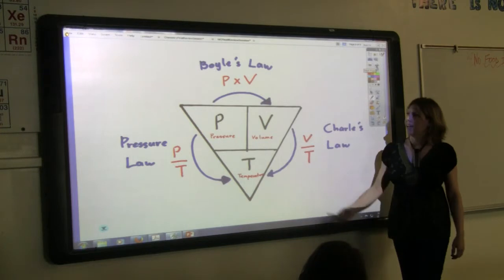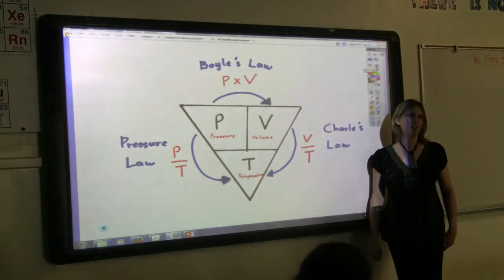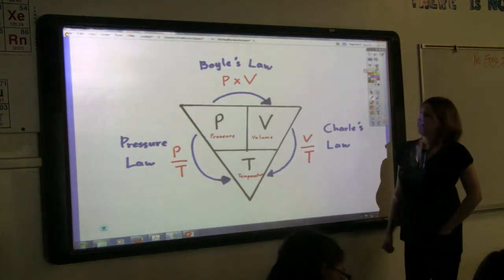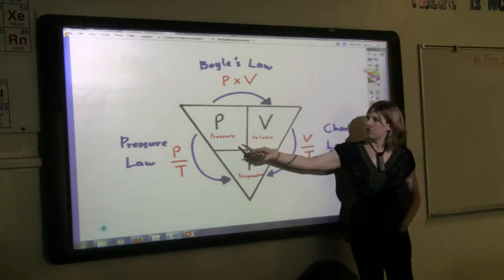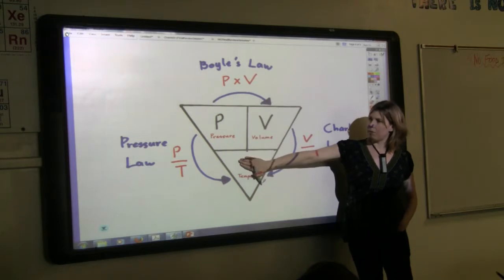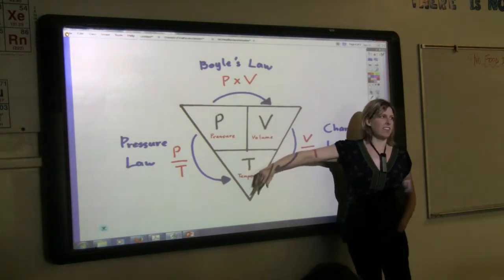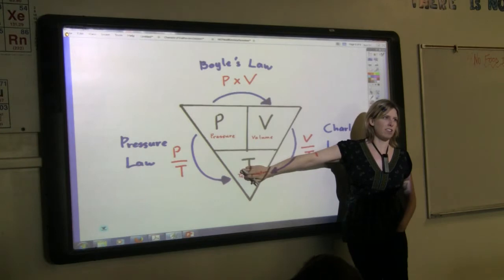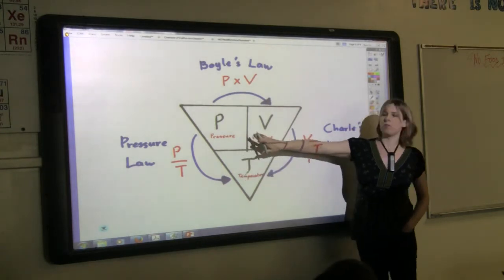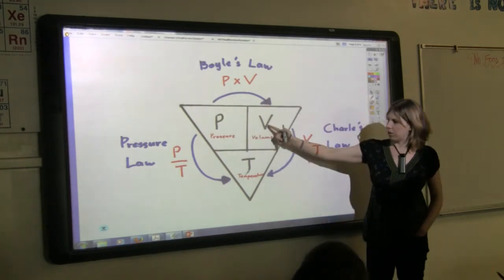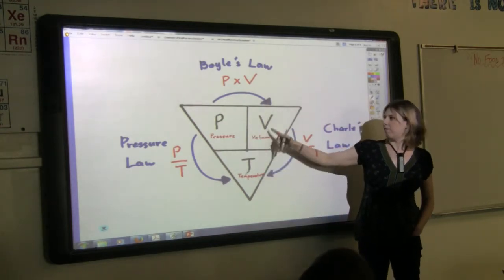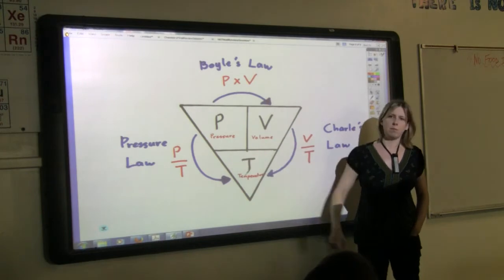Alright. And another lovely triangle. This is an inverse triangle. So if temperature is held constant, so in this case it's not what you're looking for, but it's what's held constant, it's pressure times volume. If pressure is held constant, then it's volume divided by temperature. If volume is held constant, it's pressure divided by temperature.